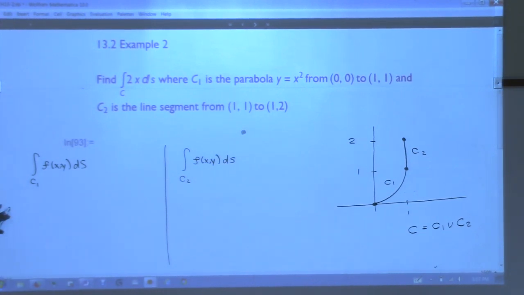So let's start with the C1. First thing, how are you going to draw C1? So what is the vector function for this? And I'm going to call it R sub 1 because it's for C1, R sub 1 of t.